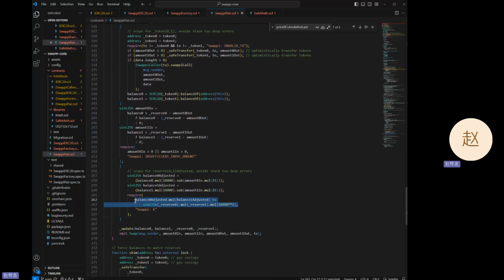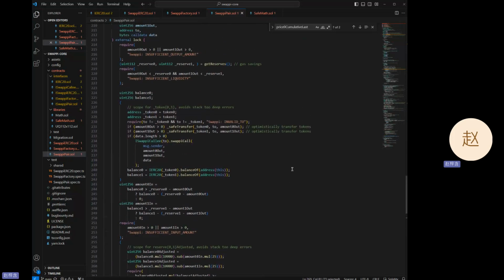And here we do the same thing. We multiply these two, adjust the balance, and check that the original K must be greater or equal. The Swappi router wants to guarantee the K doesn't change. And then we will update the reserve 0 and the reserve 1, and then we emit the swap event. So that's for the swap.